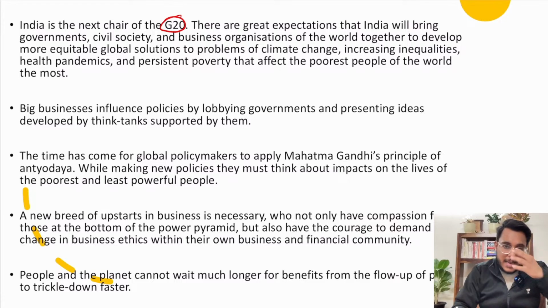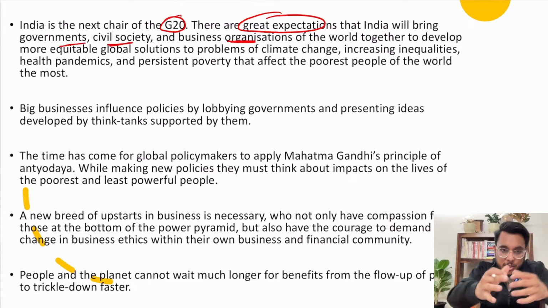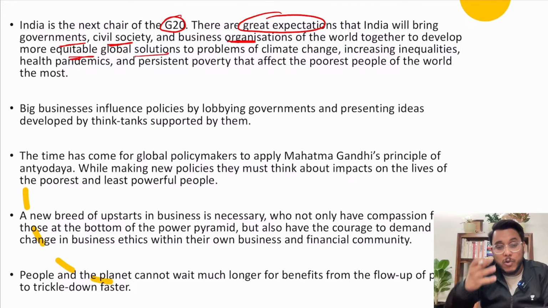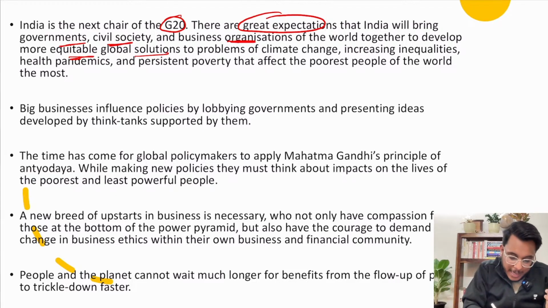In December, India assumed the G20 presidency, and for 2023, next year, India is going to be the president. And from India, there are a lot of great expectations that India will bring the government, civil societies, and business organizations together, and they will try to make a world that is equitable to all. They will try to bring global solutions for the biggest challenges that we are having. For example, the climate change challenge, increasing inequalities.